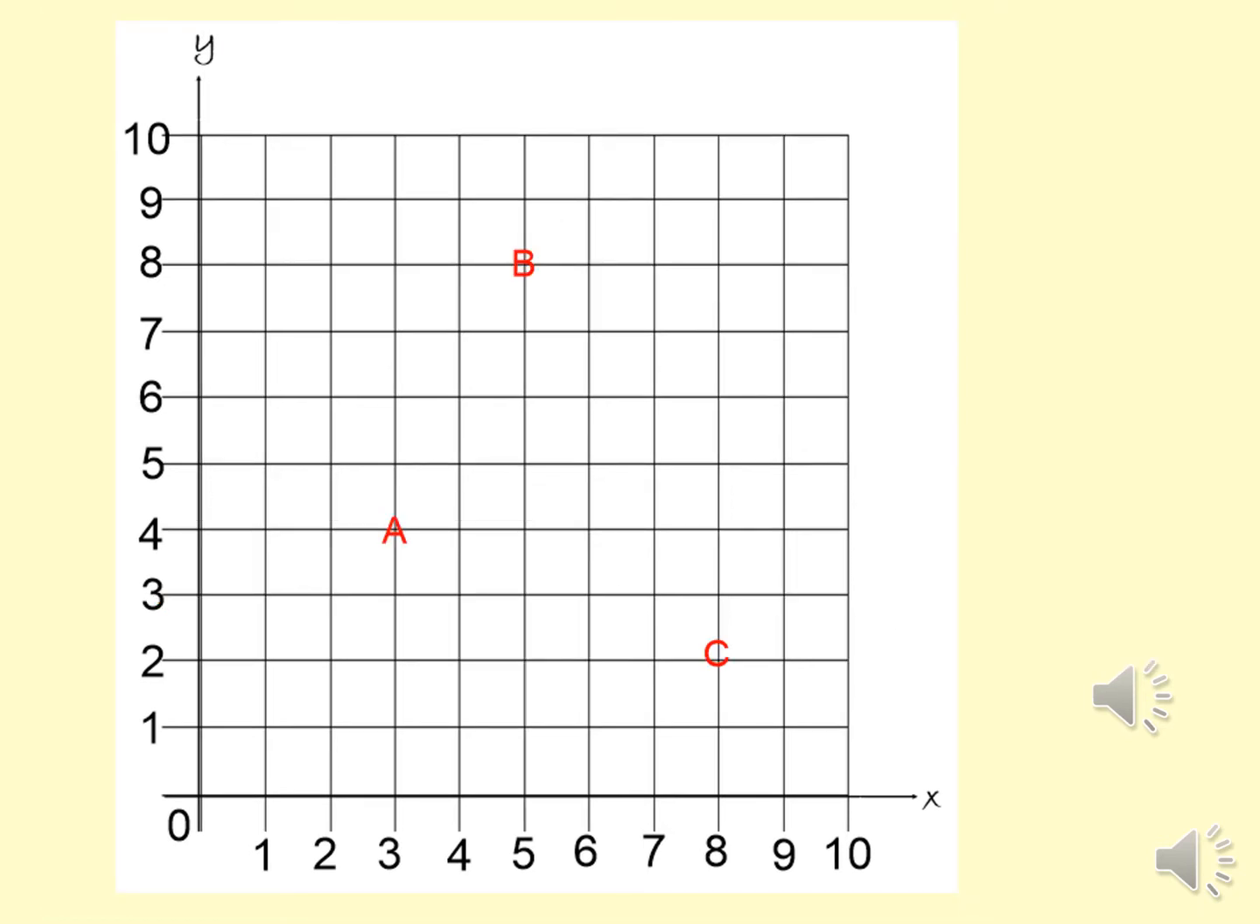In a second, stop the recording and see if you can work out what the coordinates of points A, B and C are.